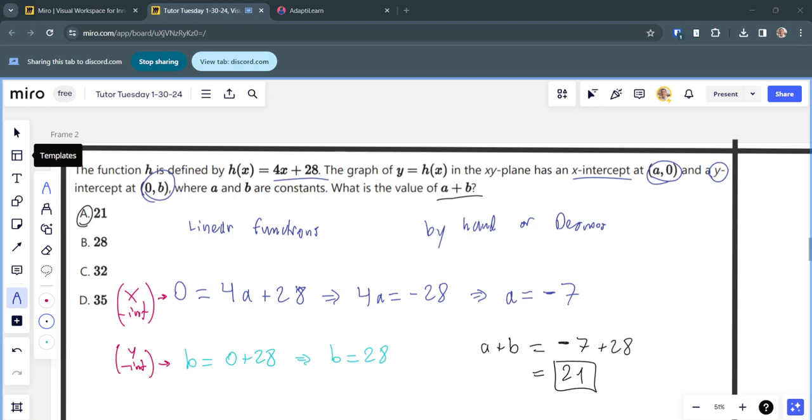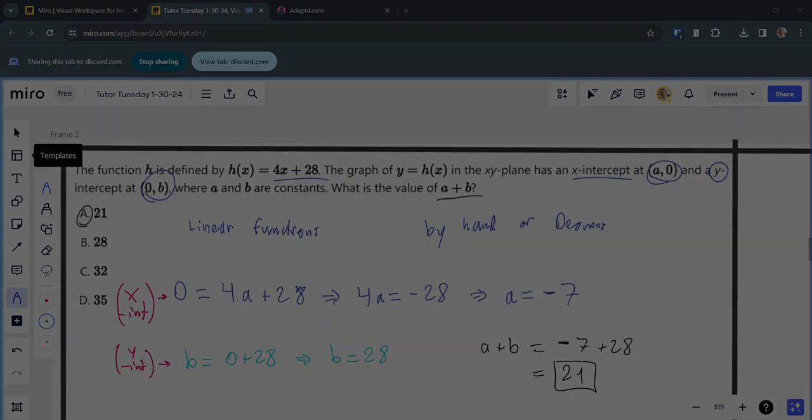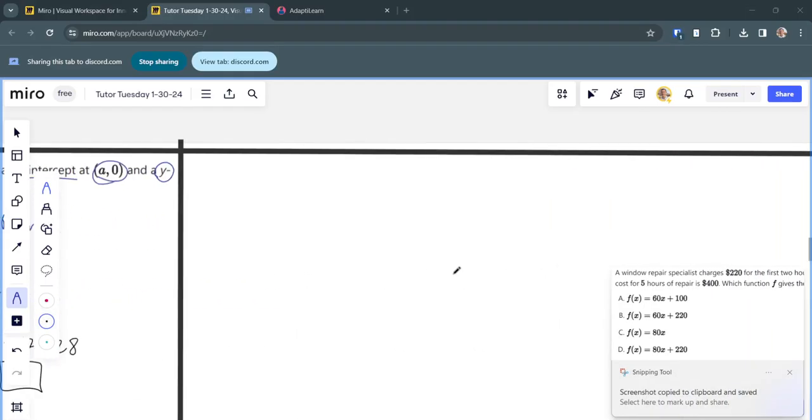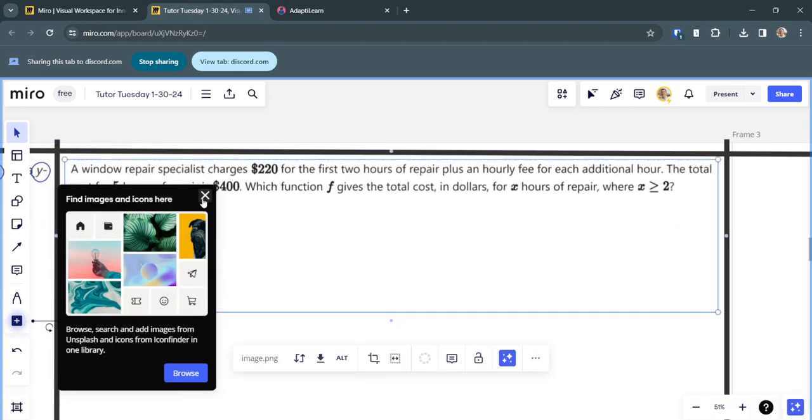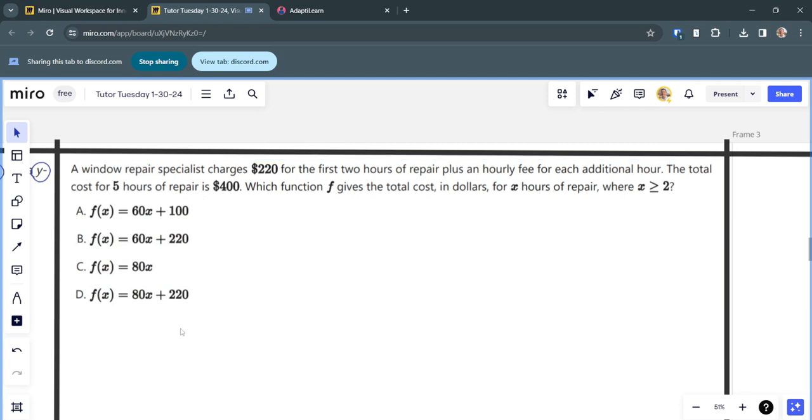Questions? We can do maybe another, a little bit of a harder one. I'll find one for you guys. This one is good practice. Okay, so this is another linear functions question, but it's a bit of a harder difficulty. Anybody have any ideas how we can go through this?